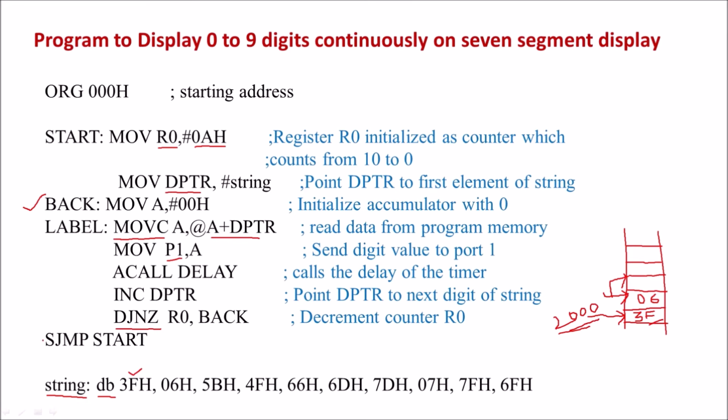So what we'll do, without checking any condition, we'll jump to start. So again we'll start the program. We'll initialize the counter, and again DPTR will point to the first memory location. We'll read the data stored at this memory location and place it on P1. So this program will continuously display digits 0 to 9 on the 7 segment display.